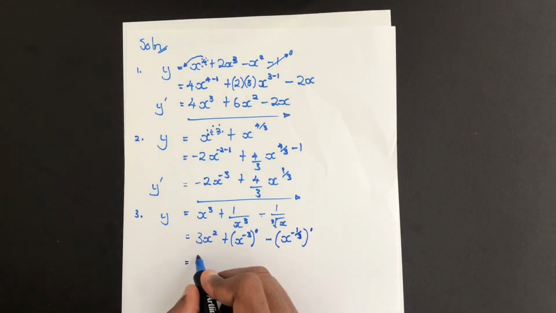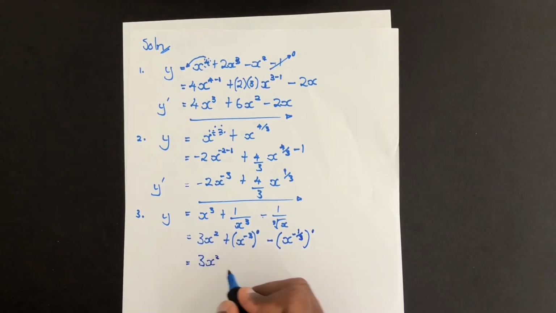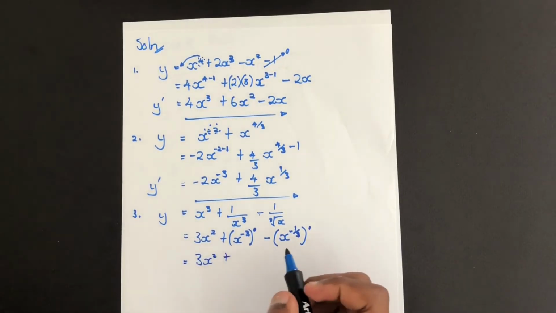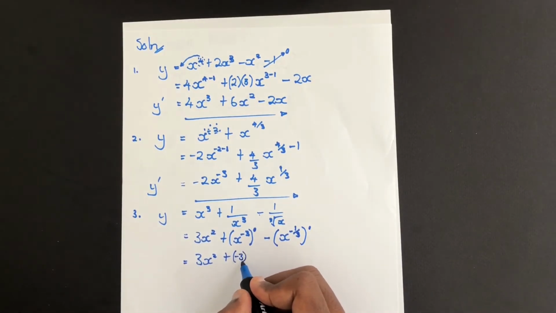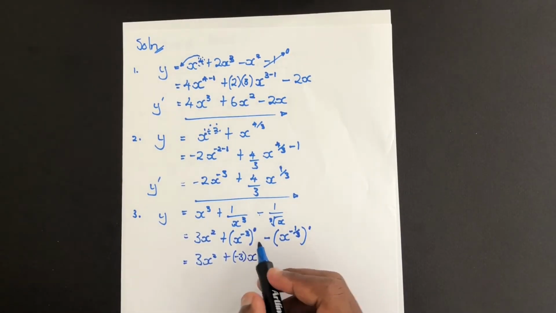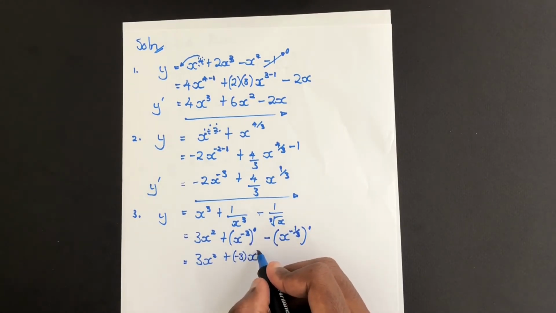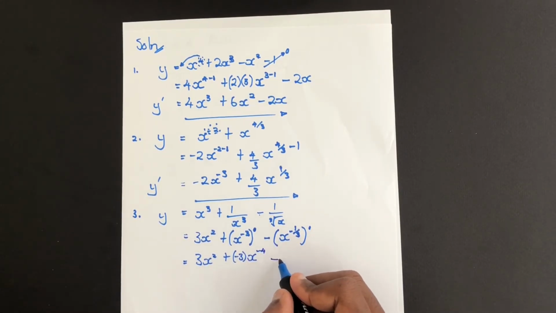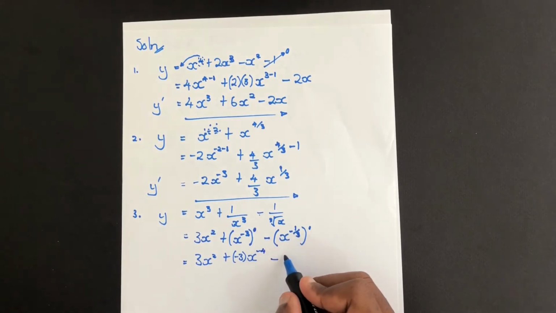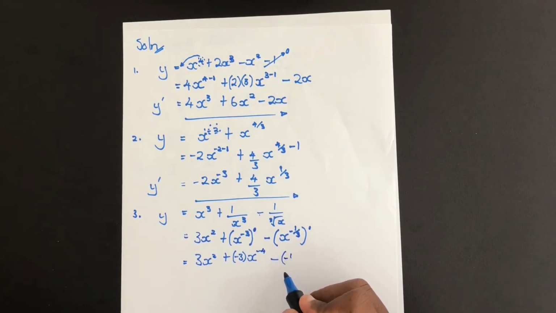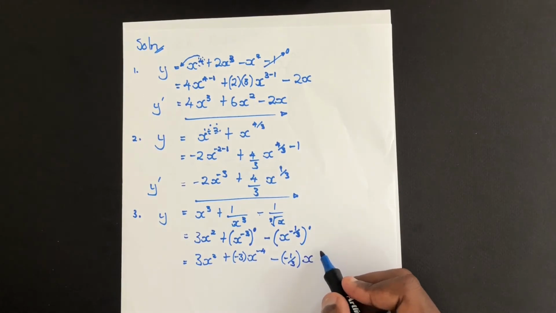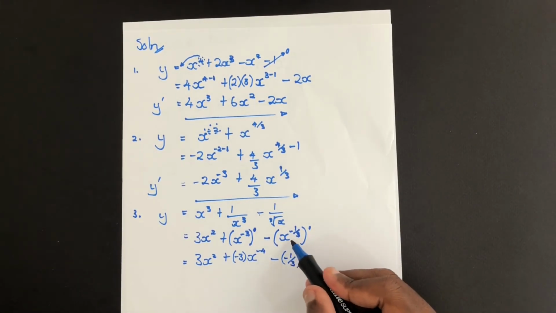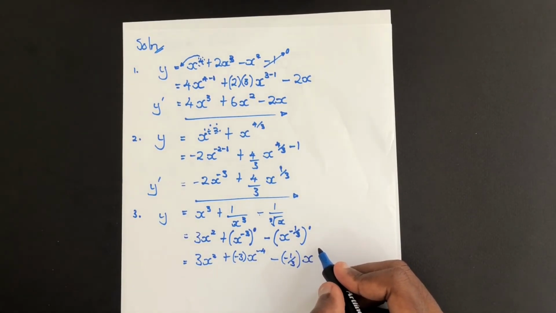So let's take the others. We bring 3x squared just as it is. Then we add the derivative of x to the power negative 3. We bring the 3 up front, and x to the power negative 4. Subtract the last part, 1/3, we bring it up front, negative 1/3, multiplied by x to the power negative 4 over 3.